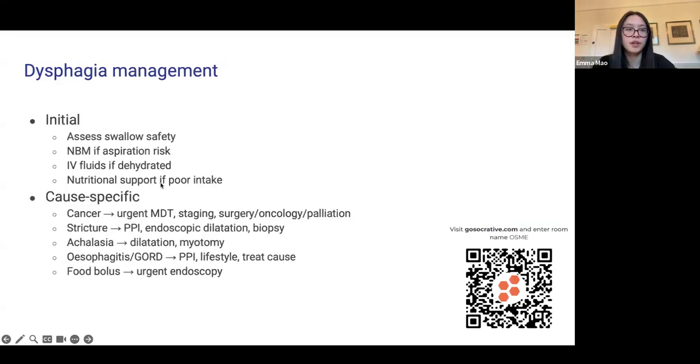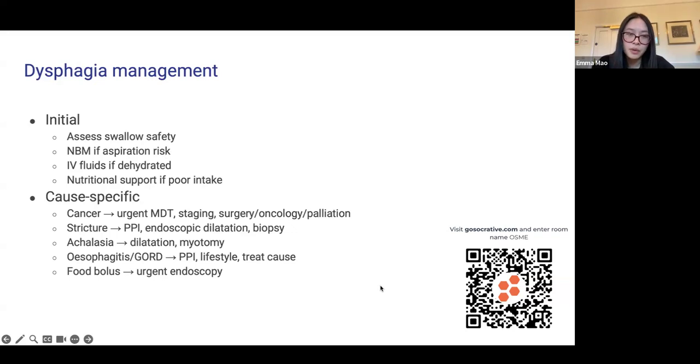Okay. So with the management, you want to assess if they have a safe swallow, and then you might want to put them nil by mouth if they have an aspiration risk. Give them IV fluids if they're dehydrated, and nutritional support. That's the initial management of their symptoms and what's worrying at the moment.